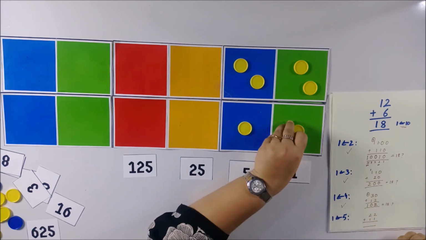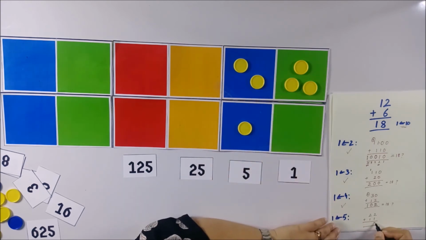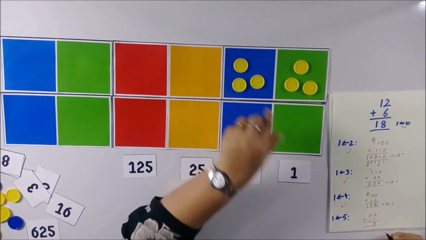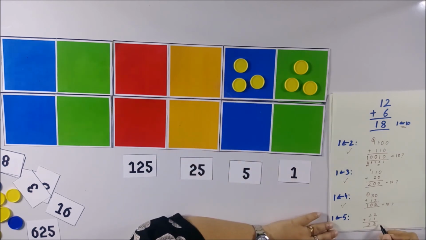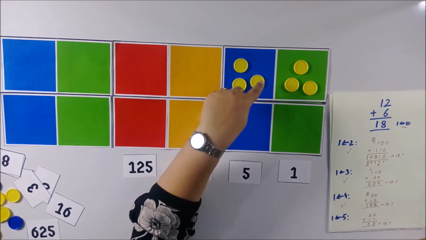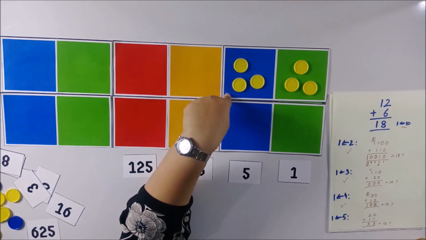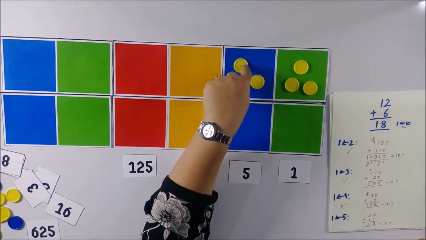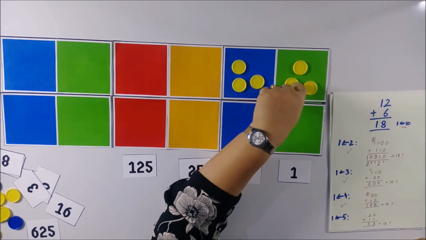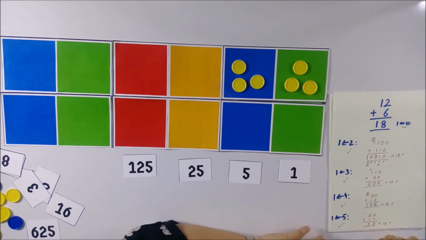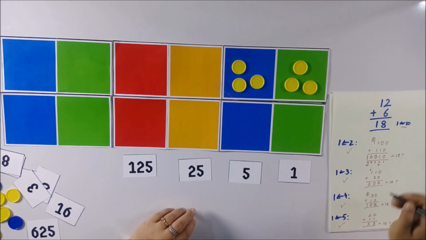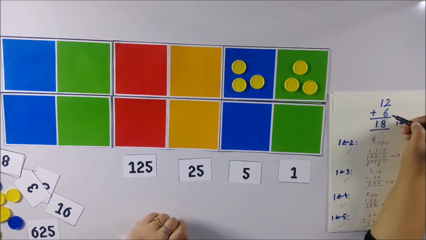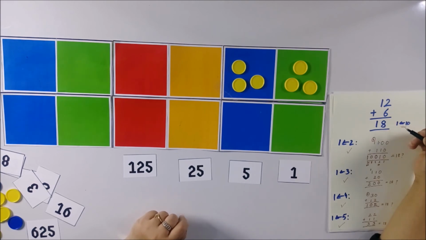Okay. Now if I add 2 plus 1, I'll get 3. And is that the code for 18? We need to check. Okay, 3 coins of 5 makes 15, and 3 coins of 1 make 3. So 5, 10, 15, 16, 17, 18. Wow. So basically now we have verified that take any machine, the sum of 12 plus 6 in any machine is always going to be 18. Great.